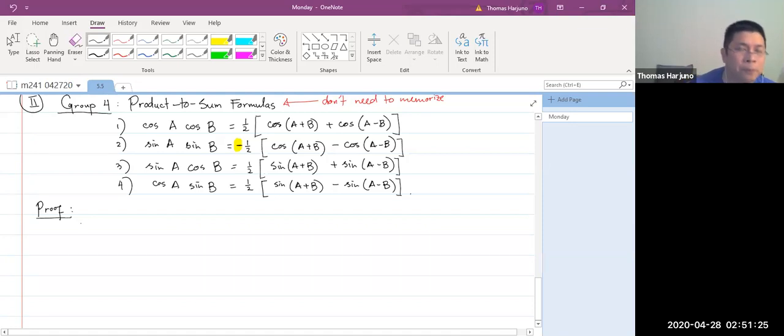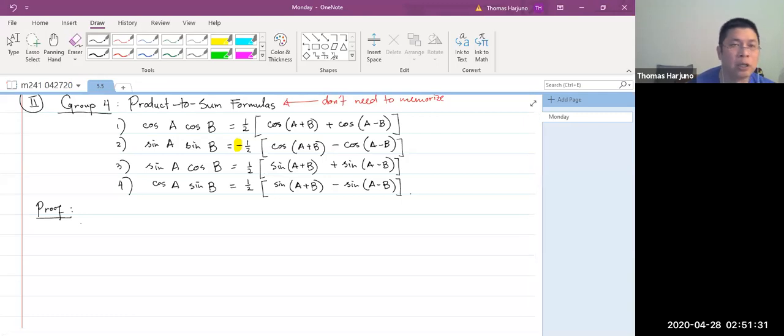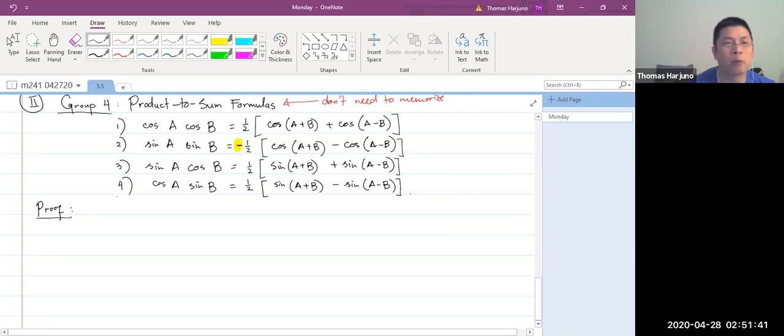Now, the proof is actually quite simple, a lot shorter than what we had before. However, it does take some memorization from formula group number 1. Okay, we will actually do the proof from right to left. So for example, to prove the first one, I want you to write the formula for cosine A plus B first. You do it. I give you 1 minute, 40 seconds.